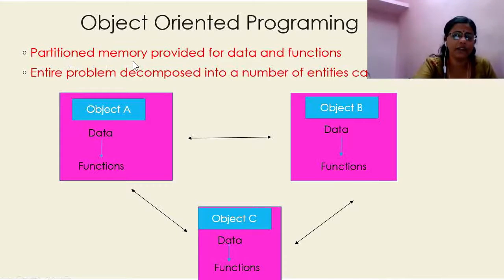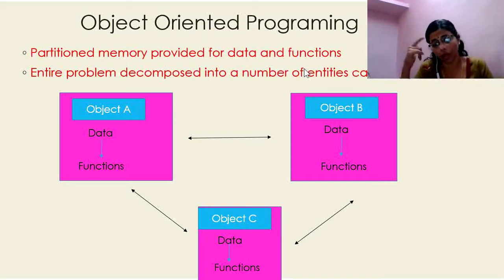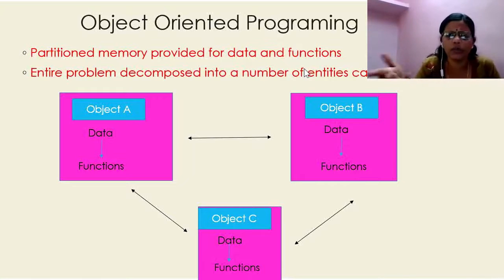We learned data is there, functions are there. So what happens? Separate space or separate memory is given for data and functions. And every problem, you are dividing into small entities called objects. Your full program is divided into small entities called objects. So in detail, what objects are, what data is, what functions are, you will learn in the coming sessions. So now you need not break your head. Don't worry. This is the main concept which we are concentrating on.